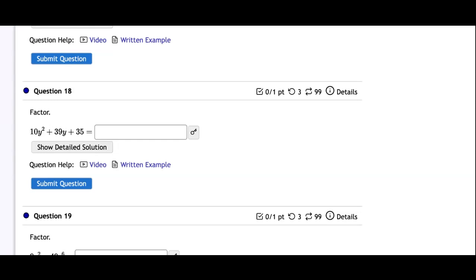So 5c times negative 5, that's negative 25. Then negative 2 times 7c, that's negative 14. Bingo, add together, negative 25 plus negative 14, that's negative 39. That's it. Just do trial and error. If this doesn't work, you move numbers around.